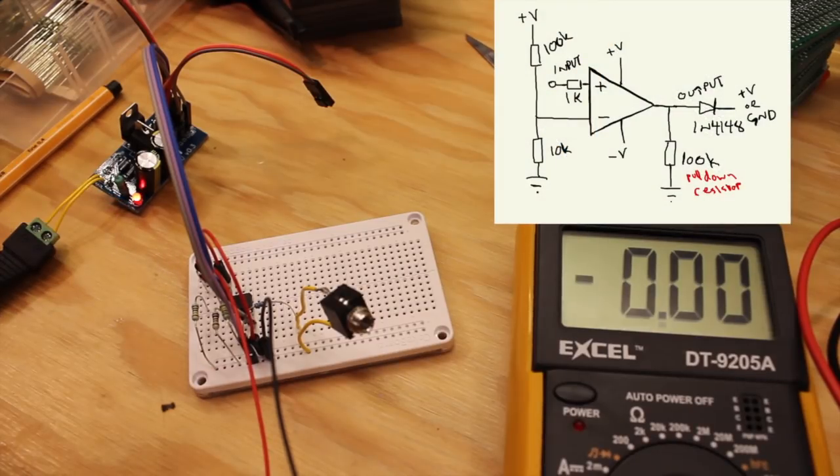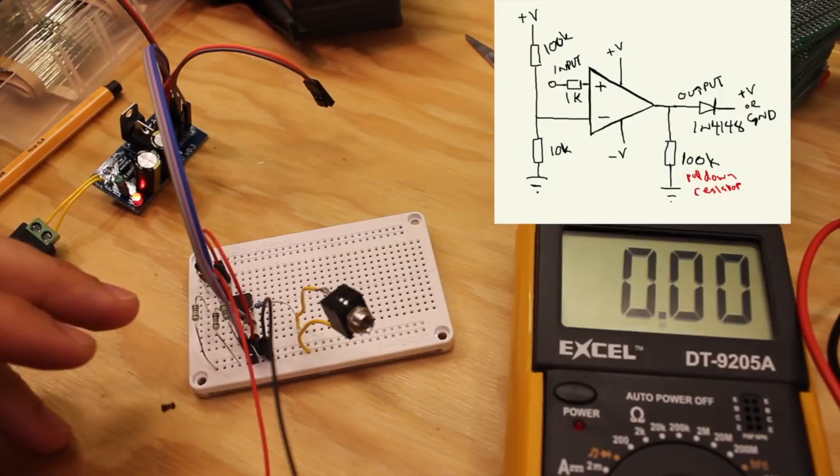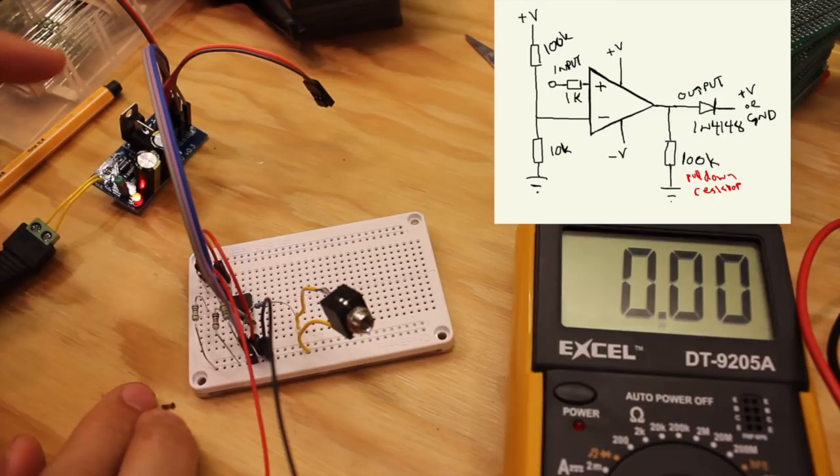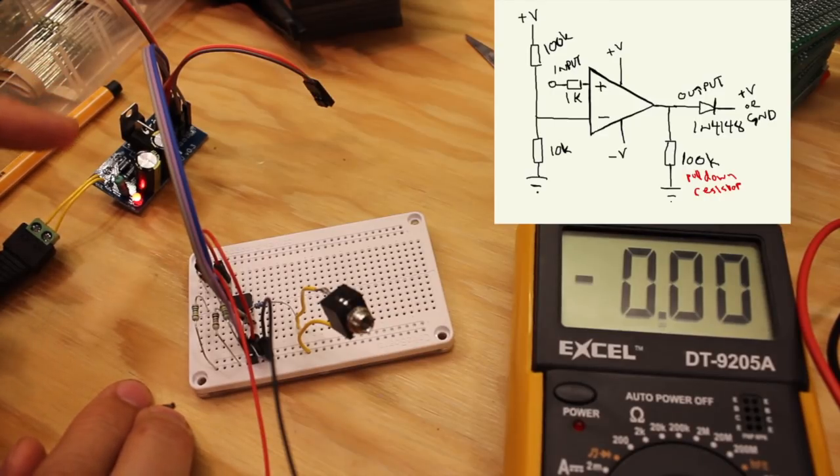So here I've hooked up a simple OpAmp comparator according to the schematics that I link in the description and that you can see on screen right now. It is connected to a plus minus 12 volt power supply that I walked through and built a couple of videos ago.